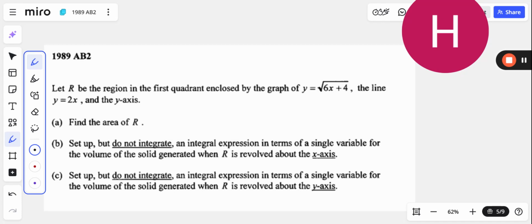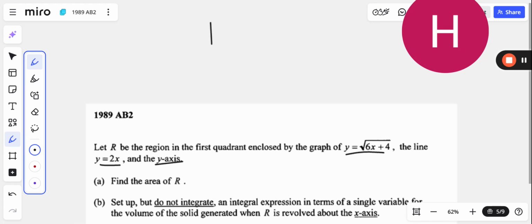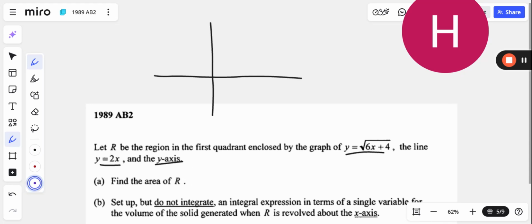And as usual with these area and volume problems, it's good to get an idea of what the region looks like. So these are just some basic boundary curves from pre-calculus or even Algebra 2, really. And the y-axis. So you can imagine what this region looks like. Something like this.